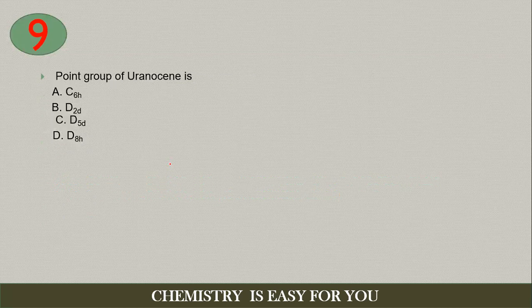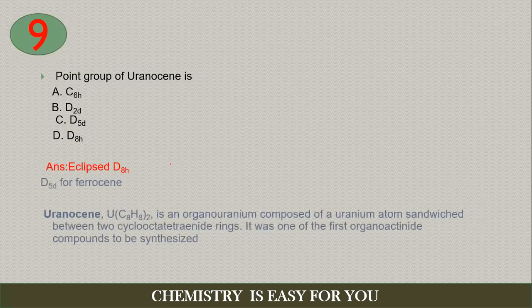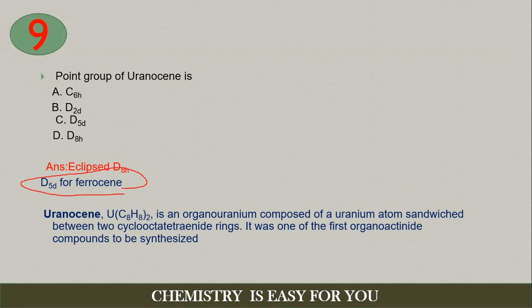Next question. Point group of uranocene is very important. Now we are going to a bit of higher level question. So uranocene, you have heard about ferrocene. Similarly, uranocene is also an organometallic compound, and it is eclipsed D8h. So D8h is the point group of uranocene, and for ferrocene it is D5d. I just want you to remember this one also, since we have already mentioned four options. Remember ferrocene belongs to the D5d point group, and uranocene is an eclipsed D8h.